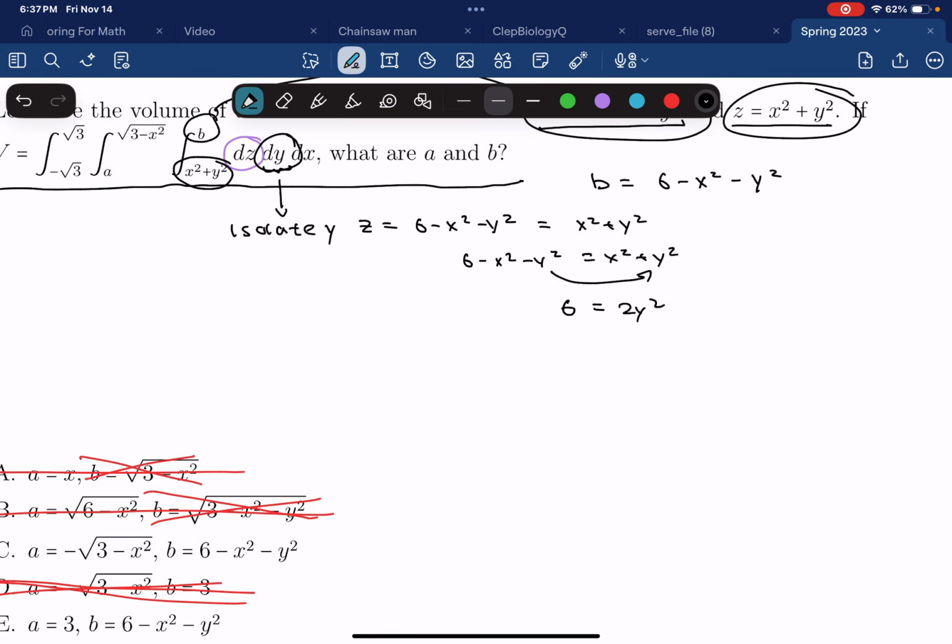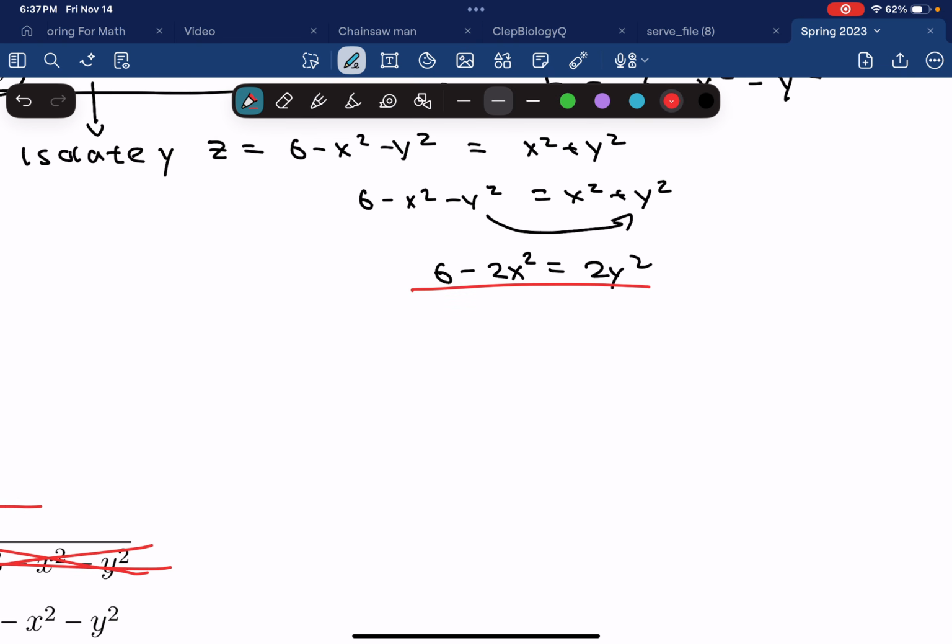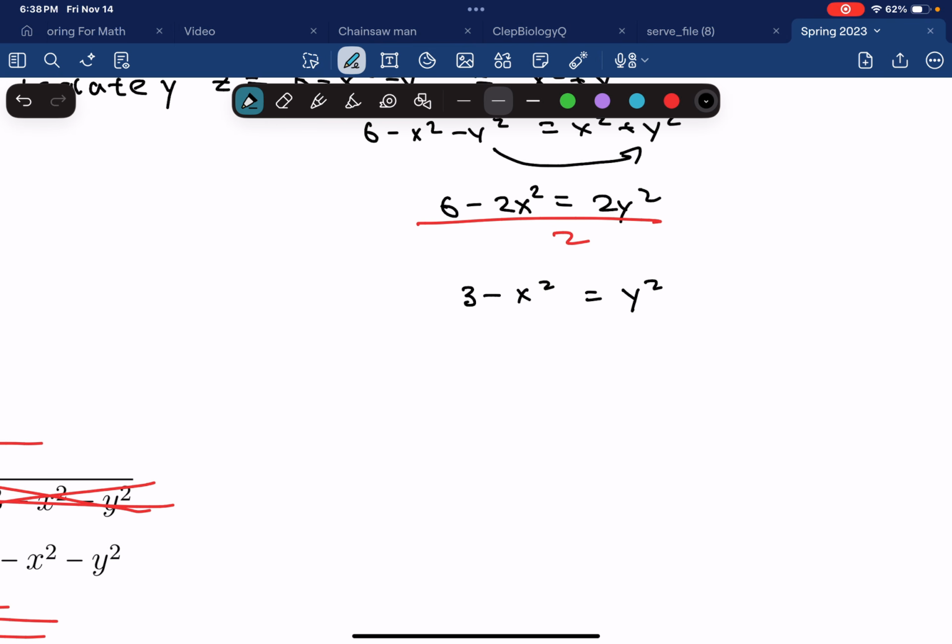In this case, it's just 6. Oh, wait, am I wrong? Oh, wait, I am wrong. Whoops, whoopsie daisy. It just should be 6 minus 2x squared. So now what we do, just divide by 2. So you get 3 minus x squared equals y squared. So in this case, y is equal to the square root of 3 minus x squared.